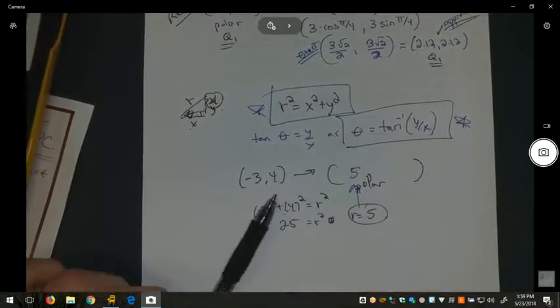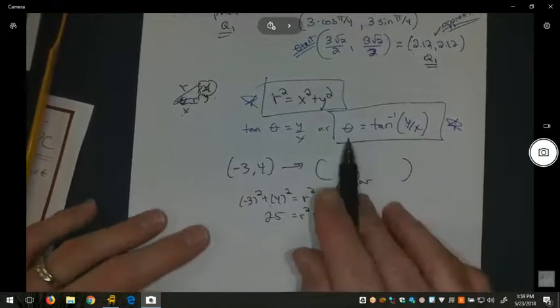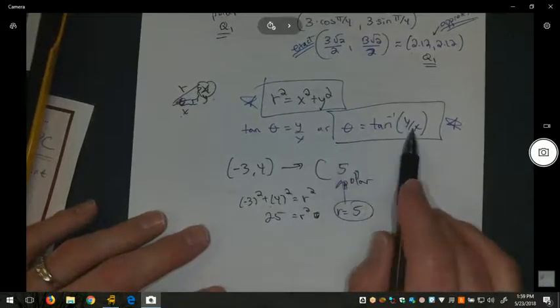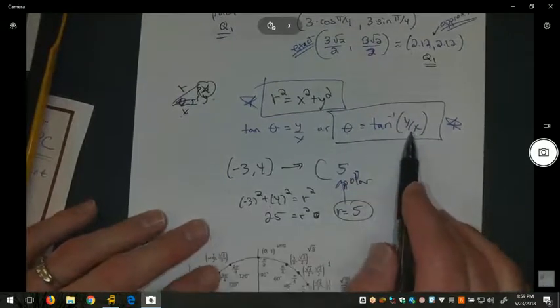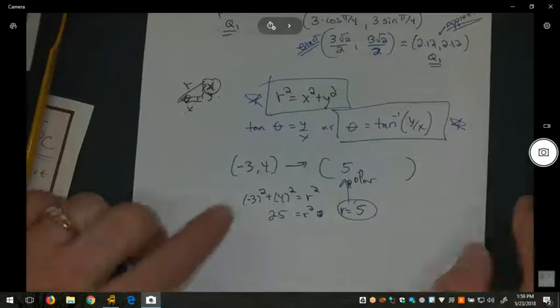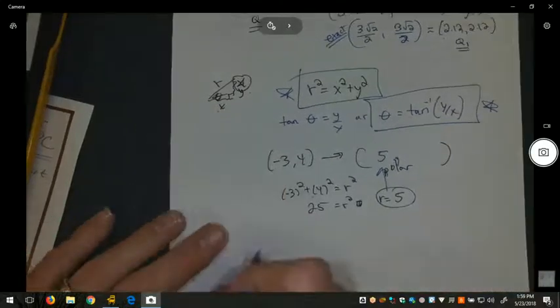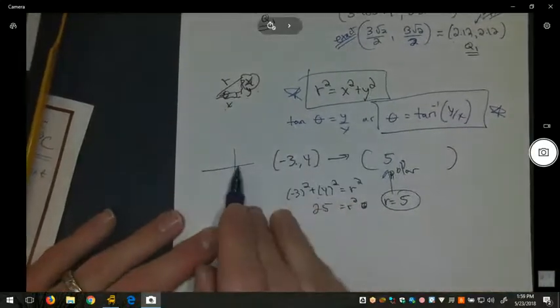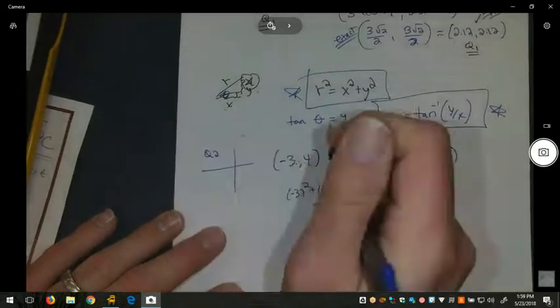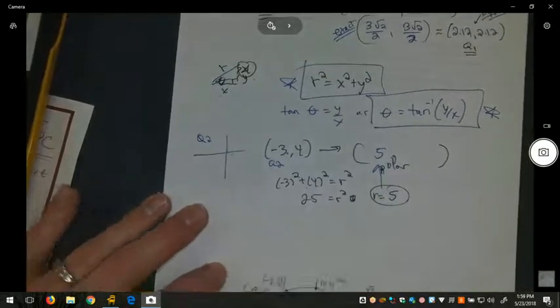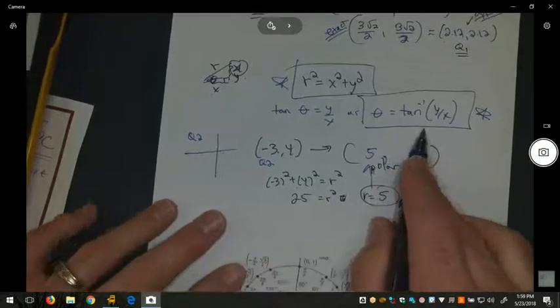That's great. Now we have to find the angle. Well, we have the angle relationship right here. Theta equals tangent inverse of y over x. We have to be really careful, though, because right now I know that negative 3, 4, in terms of the coordinate plane, is left 3, up 4. This is in quadrant 2. But we're going to be doing tangent inverse.